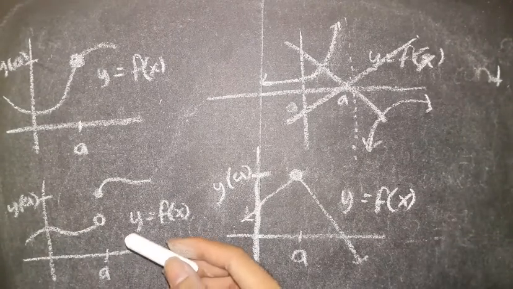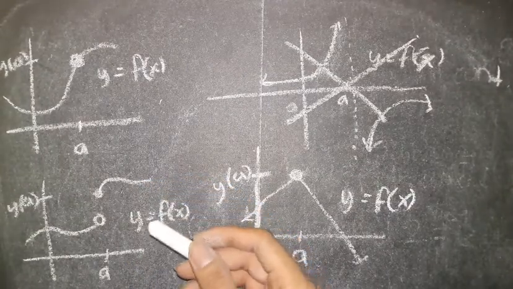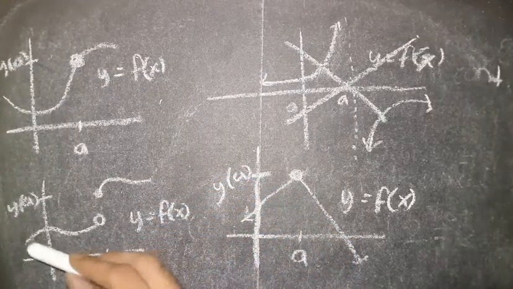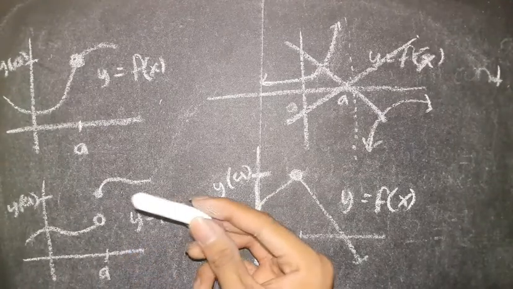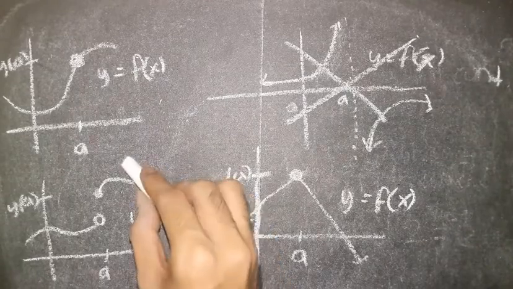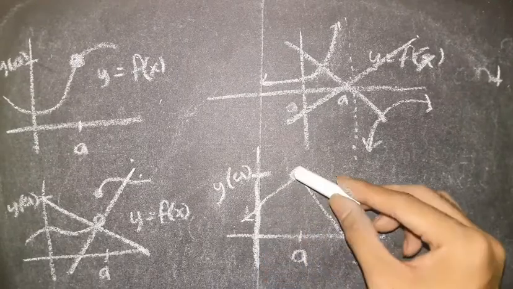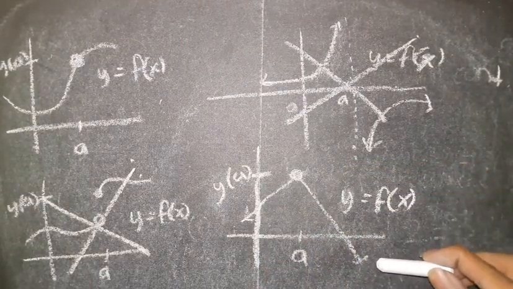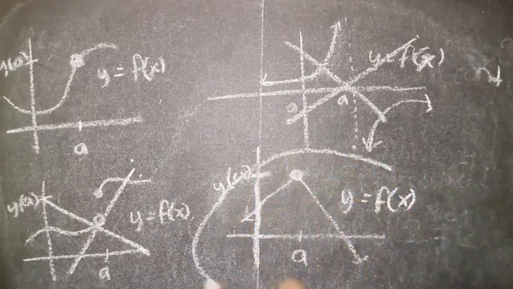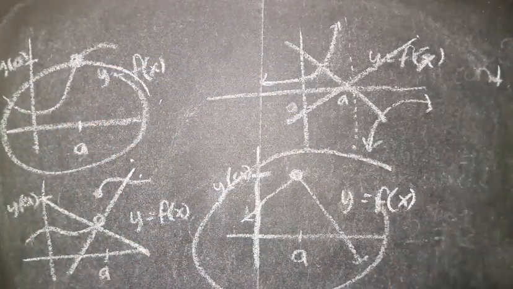The third graph contains a hole and a shaded point. But the graph cannot be drawn without lifting this chalk. Hence, the graph is not continuous at x is equal to a. And therefore, this graph is also discontinuous. The last graph is considered to be continuous at x is equal to a, because it can be drawn without lifting this chalk. Therefore, the fourth graph and the first graph are the only graphs that are continuous at x is equal to a.